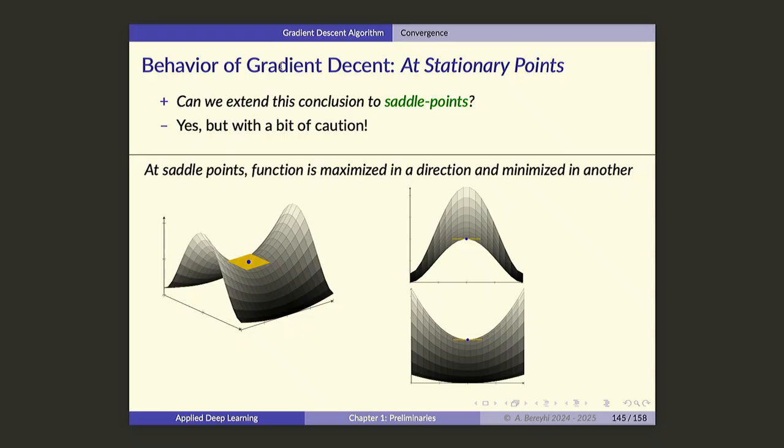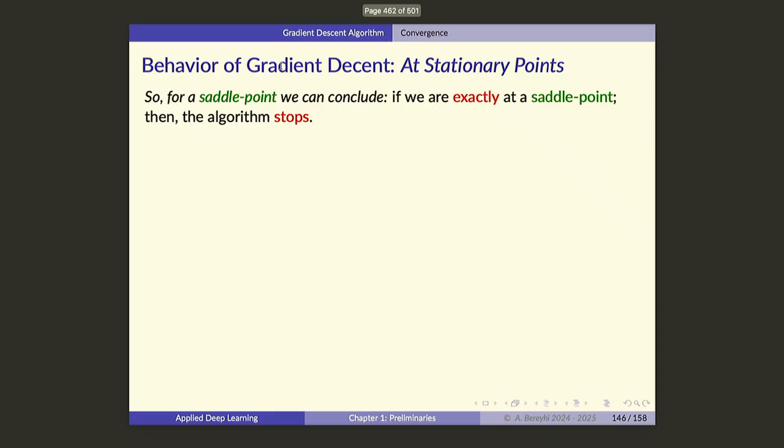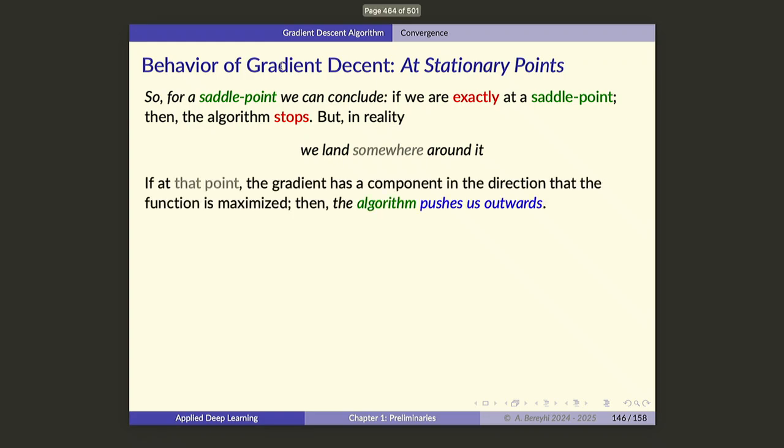So this is the saddle point, and the question is, are we going to stay within the saddle point if we get close to it? Now, that could happen, but the chance is, again, extremely low. How does that happen? If you land exactly on the saddle point, you're going to stop, but in practice, we always land somewhere around it. And what's going to happen if we land around it?